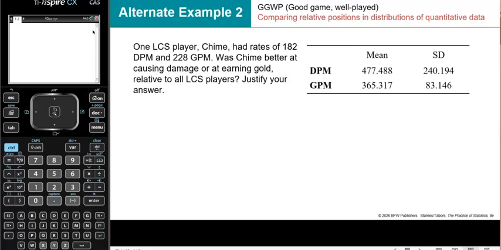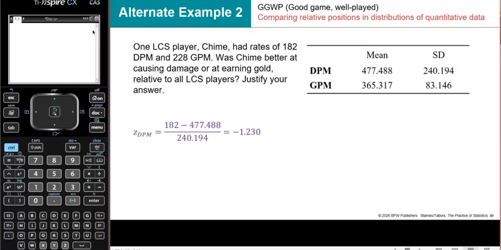So what do we need to do? We need to get z-scores. The z-score for DPM, or damage per minute, is what he got. So this guy had damage per minute of 182. So that's the sample, minus the mean, 477, over the standard deviation of 240. That gives you a z-score of negative 1.2.